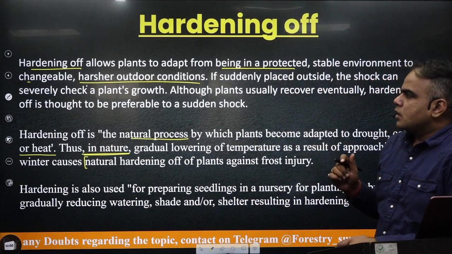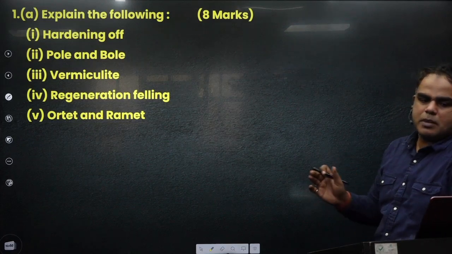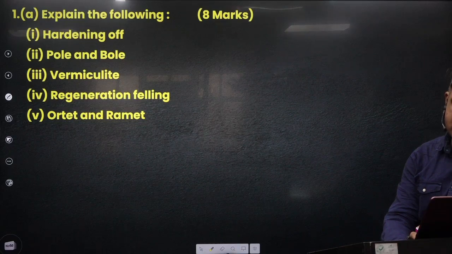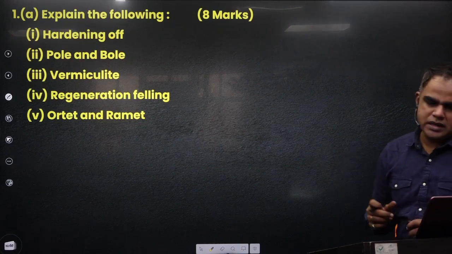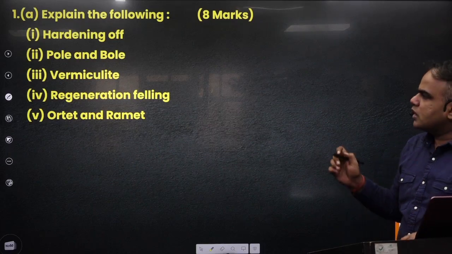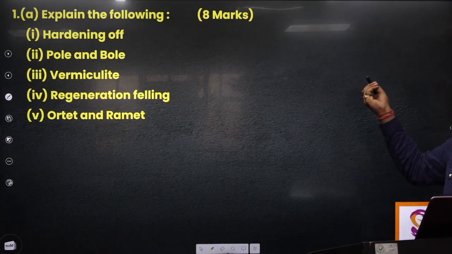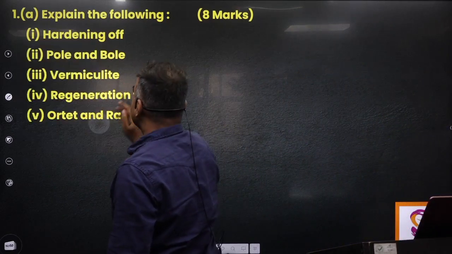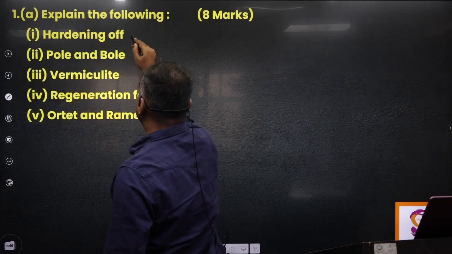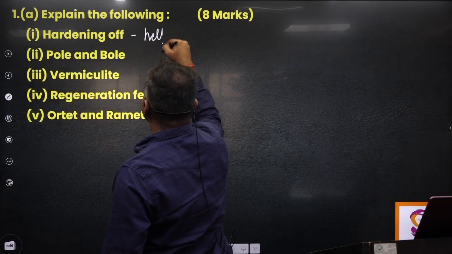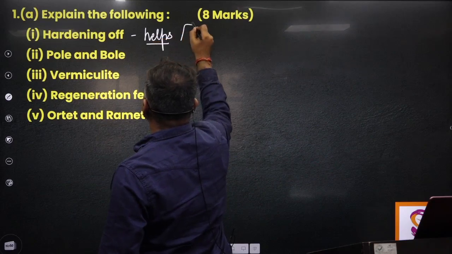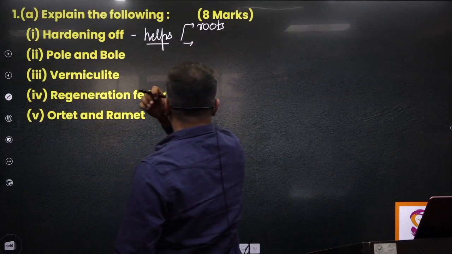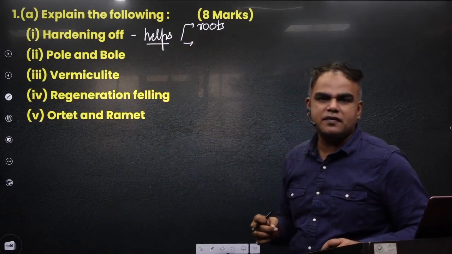Now that is the first definition that you will give about hardening off, what this basically means and what you understand by it. Just one line if I may add here: because of this process of hardening off, it overall helps the plant to have better and stronger roots so that it can survive.